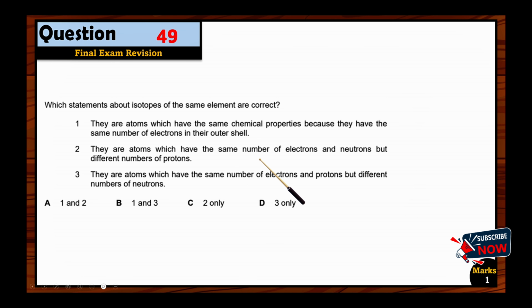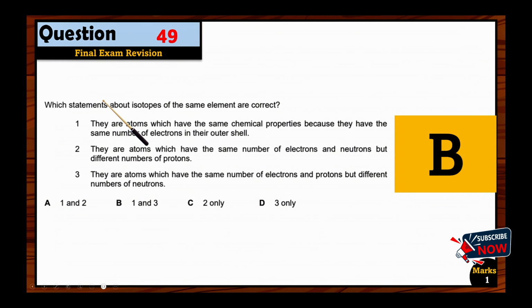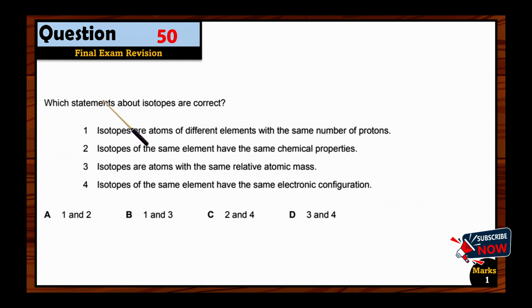They are atoms which have the same number of electrons and neutrons. You see, neutrons. No, that's wrong. Isotopes don't have the same number of neutrons. So this is rejected. They are atoms which have the same number of electrons and protons, but a different number of neutrons. Yes, that's right. That is actually the definition of isotopes. So options 1 and 3 are right, and that is B. So option B is correct.